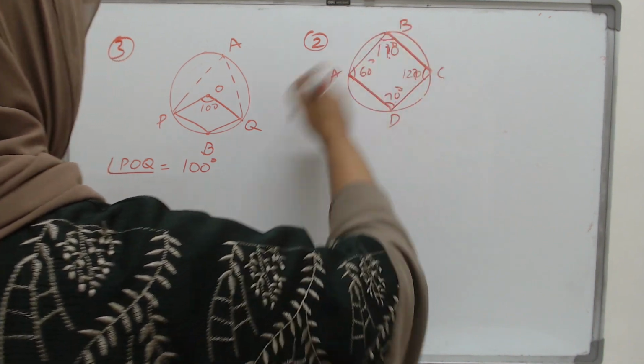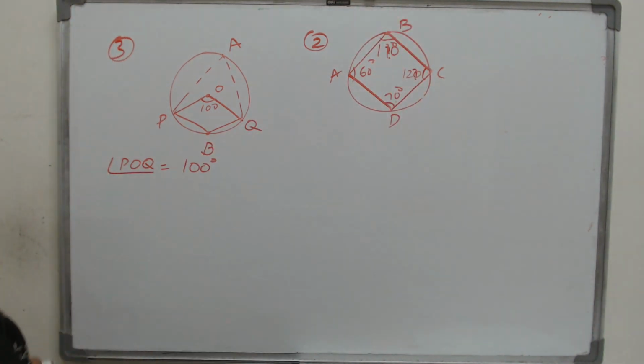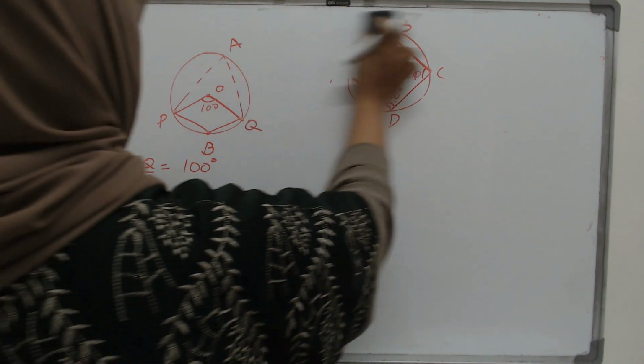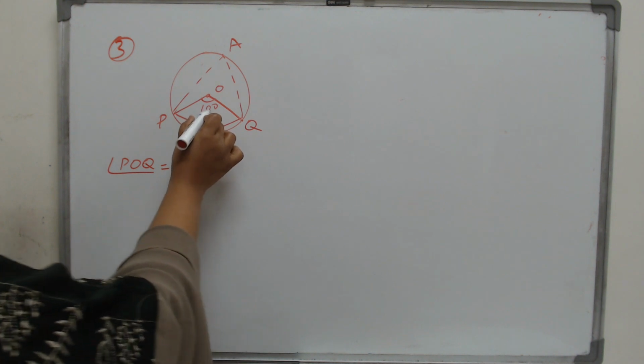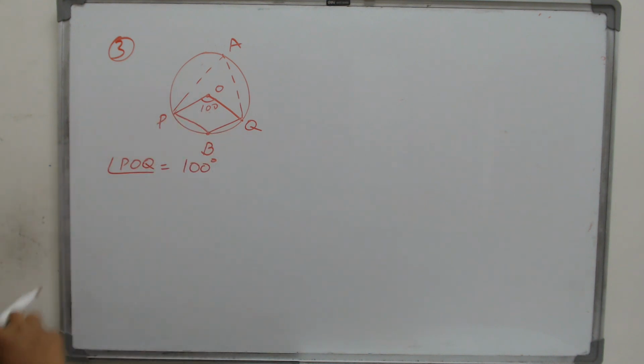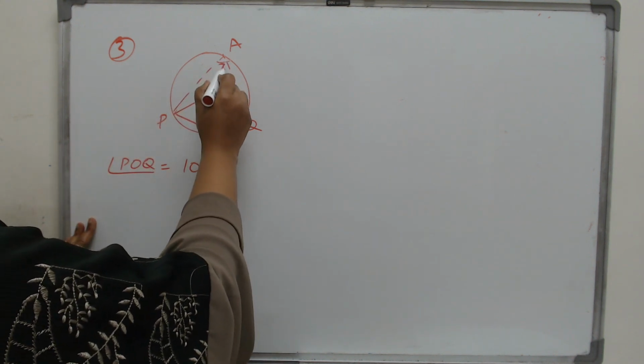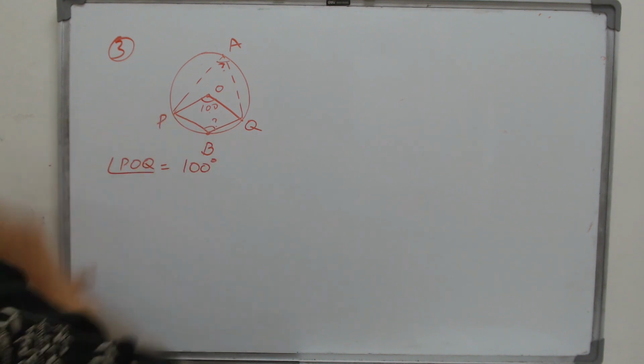It should be 110. They should add up to 180. Now look at the third question. What do you see here? You have one angle which is 100. You have to find what is this angle and what is this angle.